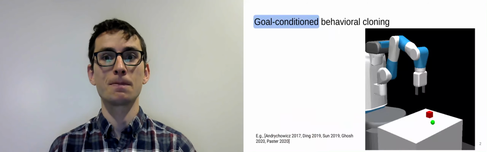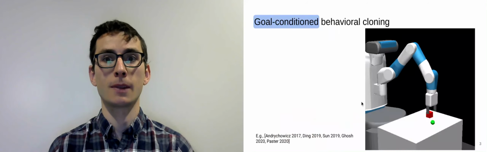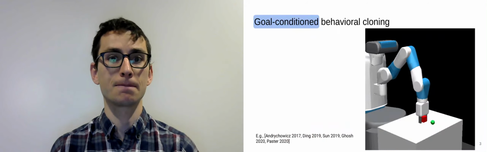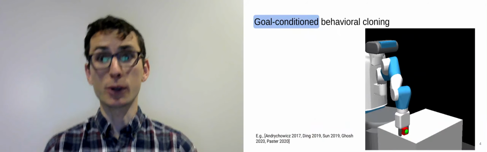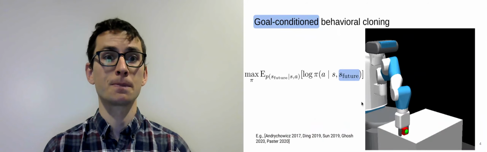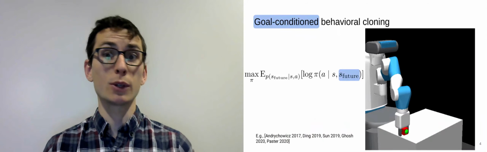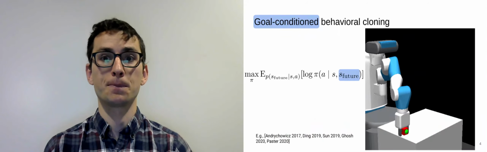Here's how it works. Let's say you have this robot, and you want it to push the red block to the green goal. But this is what the robot actually does. It fails to reach the commanded goal, but it succeeds in reaching some other goal. And so this is a good demonstration of reaching this other goal. So we can apply behavioral cloning to this experience, conditioning on the goal that was actually reached.